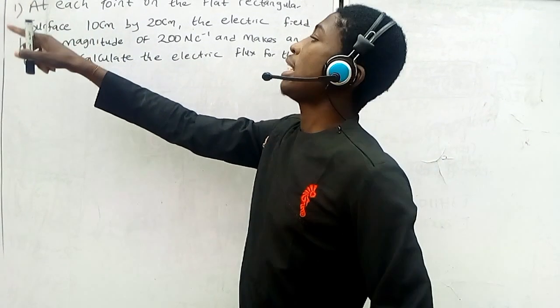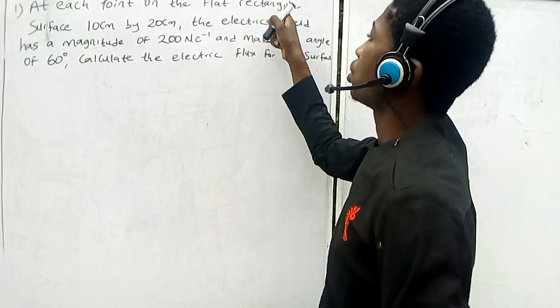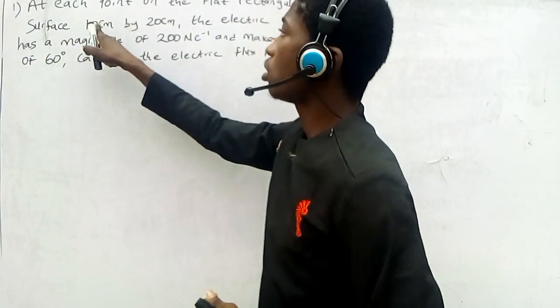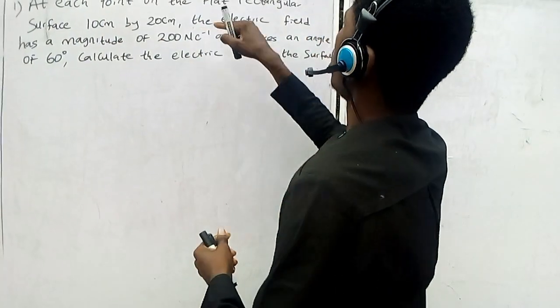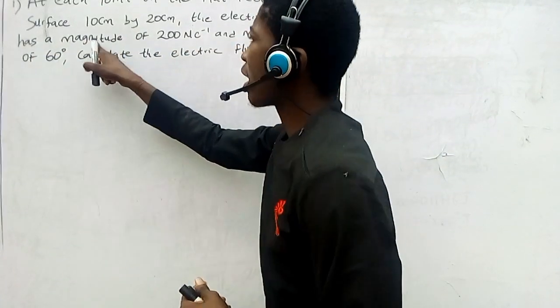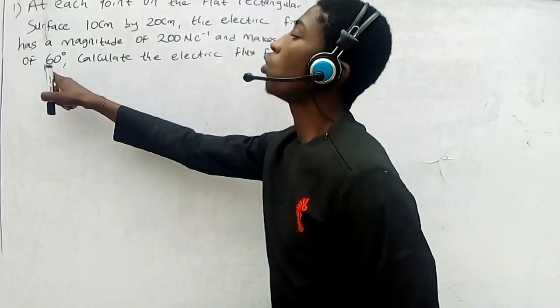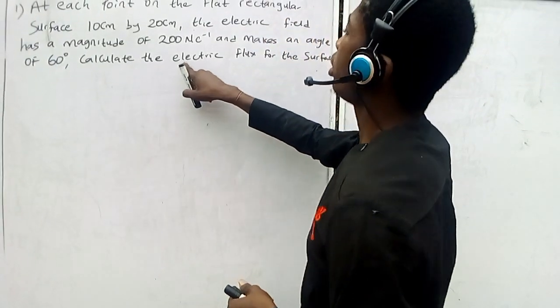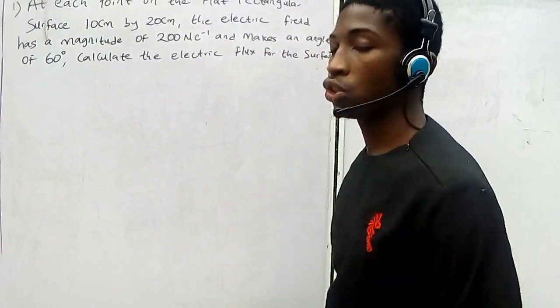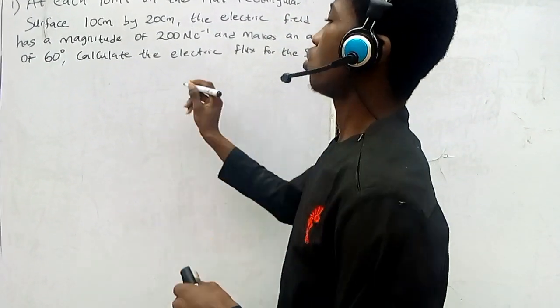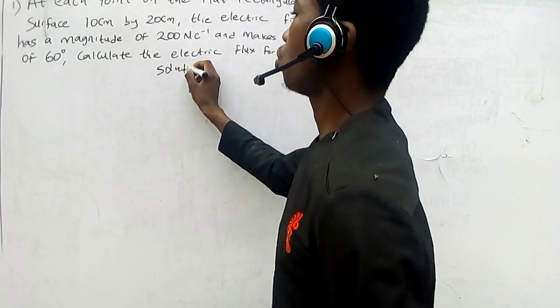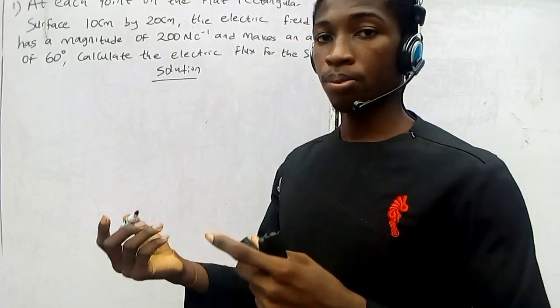The first question says: at each point on the flat rectangular surface, 10 cm by 20 cm, the electric field has a magnitude of 200 Newton per coulomb and makes an angle of 60 degrees. Calculate the electric flux for the surface. Of course, now let's solve this. So, solution. The first step, parameters.